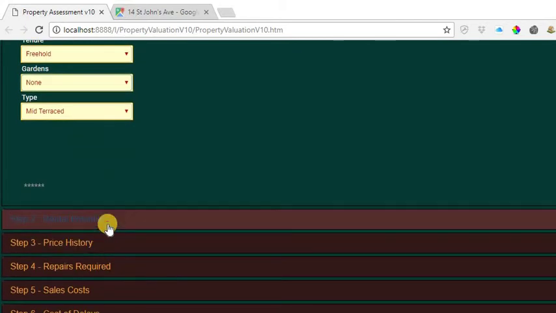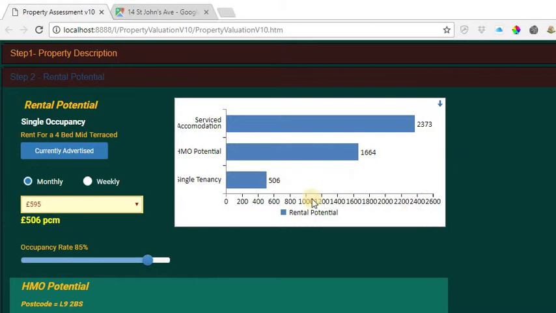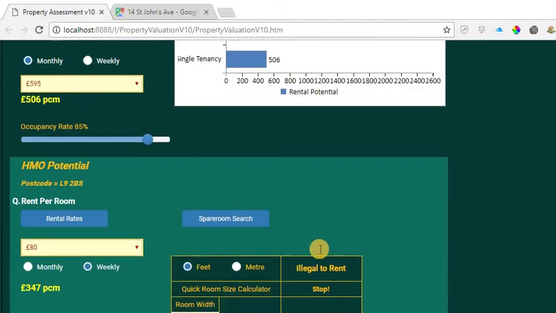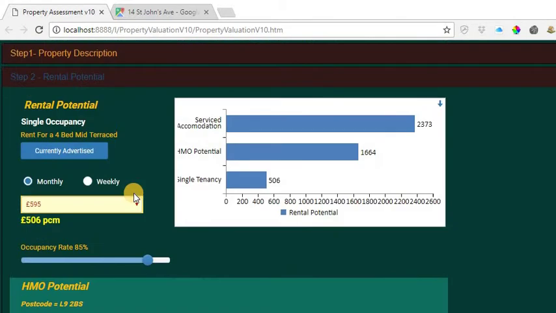In step 2 we looked at its rental potential, and we can see here that on a single tenancy we get £506 per calendar month with an occupancy rate of 85%. With house in multiple occupation, probably £1,664 per month with an occupancy rate of 80%. And for serviced accommodation, a potential rent of £2,373 a month, which, as you can see, is 4 times the amount you could get as a normal buy-to-let property.